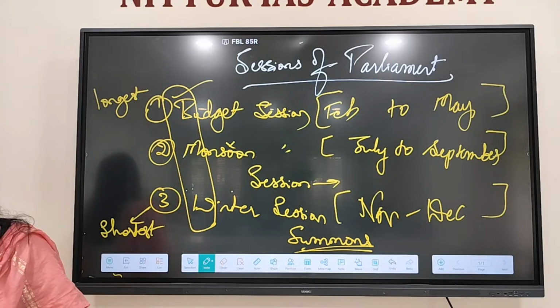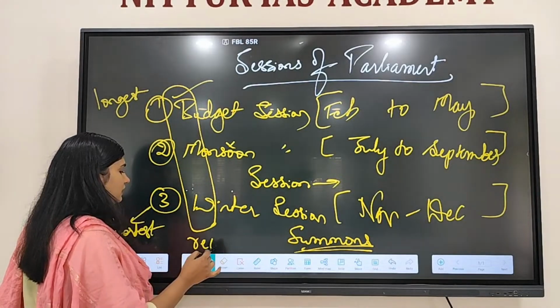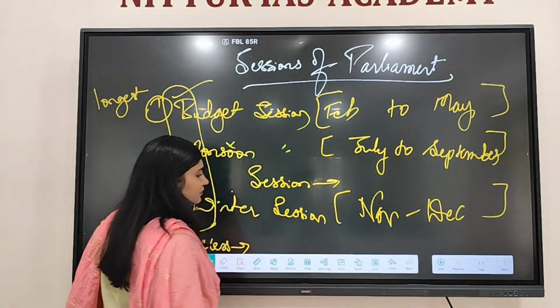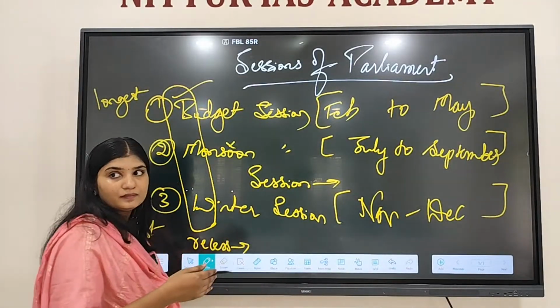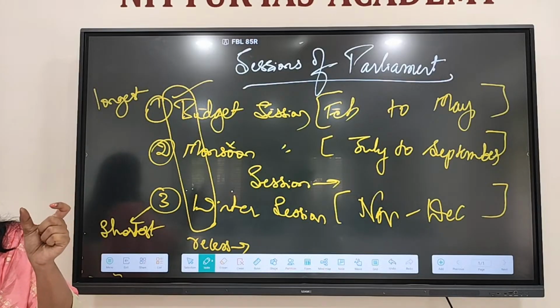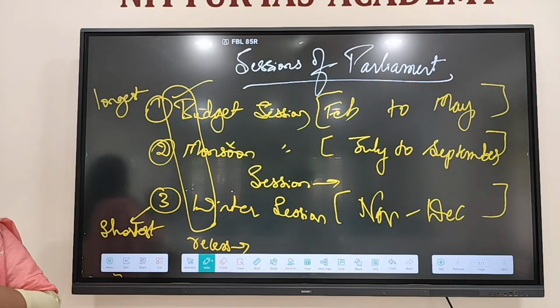And the next is called recess. You see the other word, recess. Recess means when the session has ended and until it starts again, that is called recess. When there is no session, that is called recess. That gap between a prorogation and the again starting of the first session is called recess. The time when there are no sessions, we call recess.